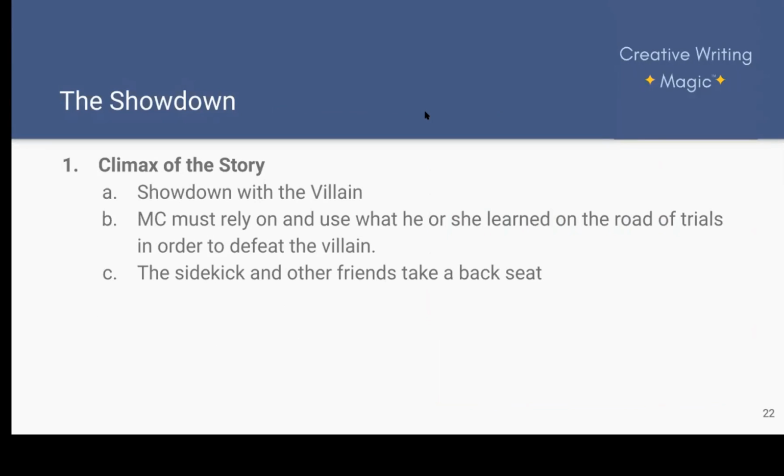Next brings us to the showdown. Of course, this is the climax of the story, and this is where the main character has the showdown with the villain. The idea here is that the main character must rely on and use what he or she learned on the road of trials in order to defeat that villain. And the sidekick and the other friends take a back seat at this point, because really it's all about the main character overcoming the nemesis or the adversary or the villain.